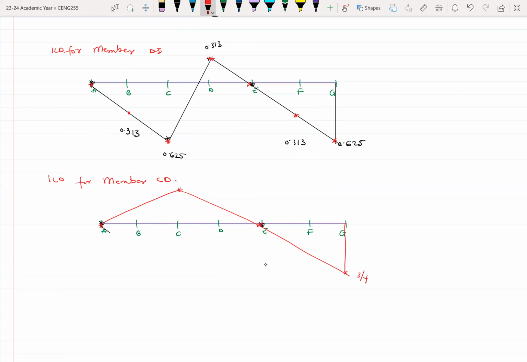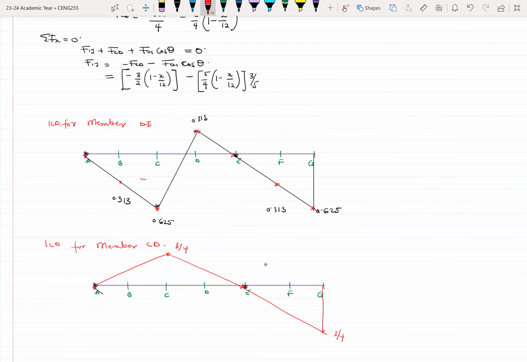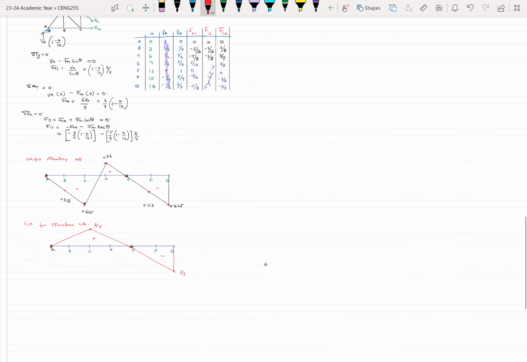Which is 3/4, 3/4. So this is negative, positive, negative, positive, negative. All right. So these are the steps that you require to solve the ILD for a class of this nature.